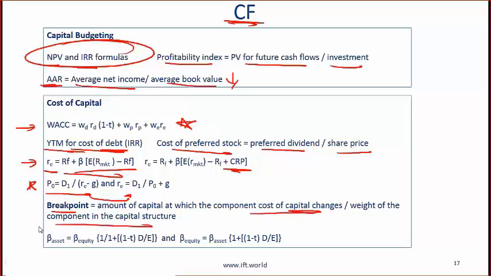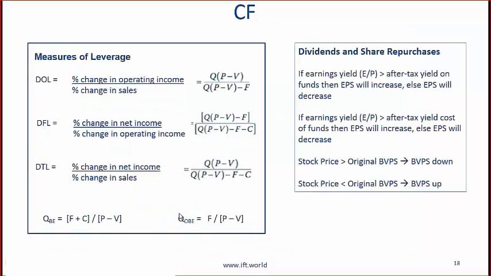And then this is where you are doing levering, unlevering. You want to find the beta of a project where the project is not publicly traded. So you need to know these relationships. Measures of leverage. These are fairly straightforward and you need to learn them. And then dividends and share repurchases. These are not really formulas. These are just greater than or less than relationships, which are very testable. So make sure you know these.